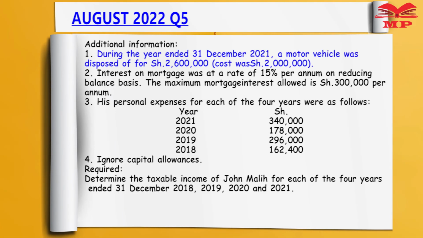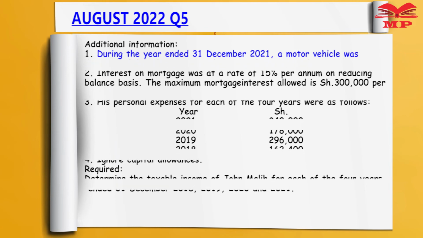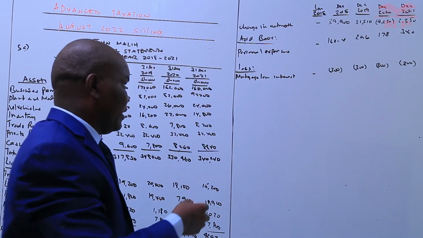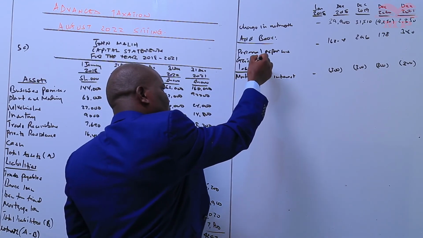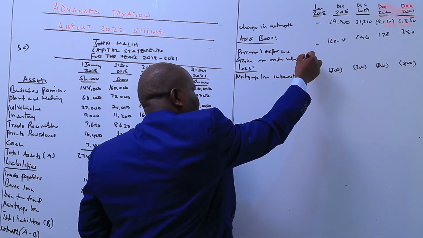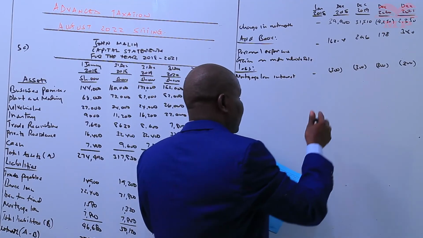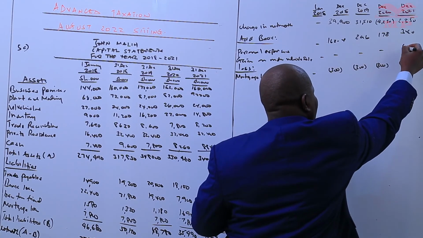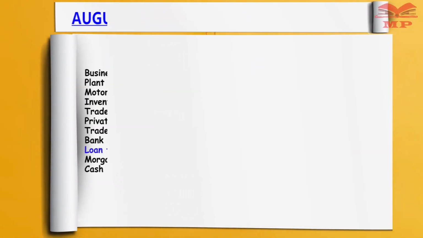Information 1. During the year ended 31st December 2021, a motor vehicle was disposed of for 2.6 million. The cost was 2 million shillings. What does that mean? It simply means the firm made a profit from disposal of this motor vehicle. So what was the profit? We have the disposal sales proceeds of 2.6 million and cost of 2 million, meaning the gain was 600,000. So we write here, gain on motor vehicle disposal or sale, and it was for 2021. So we write here 600.